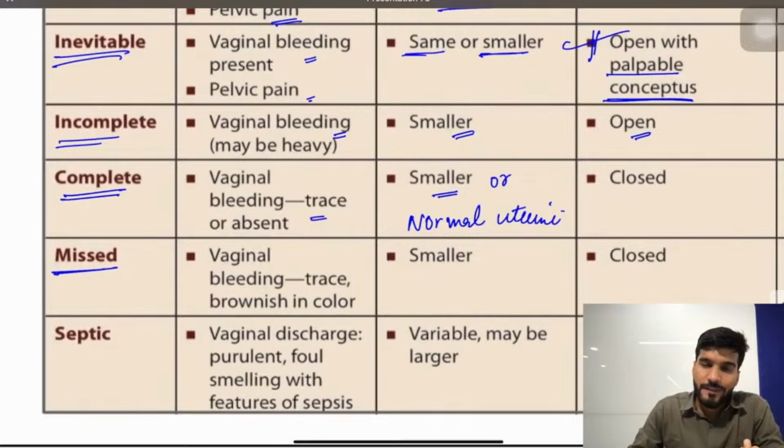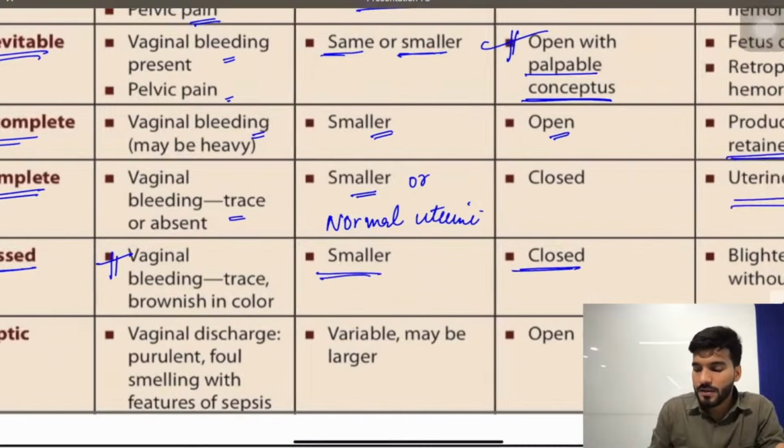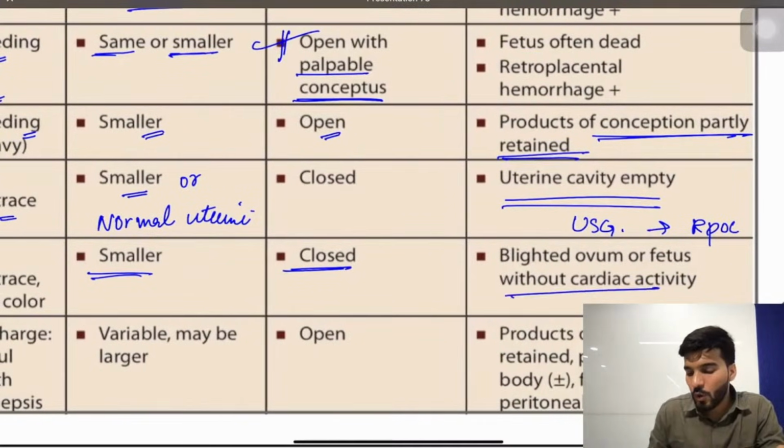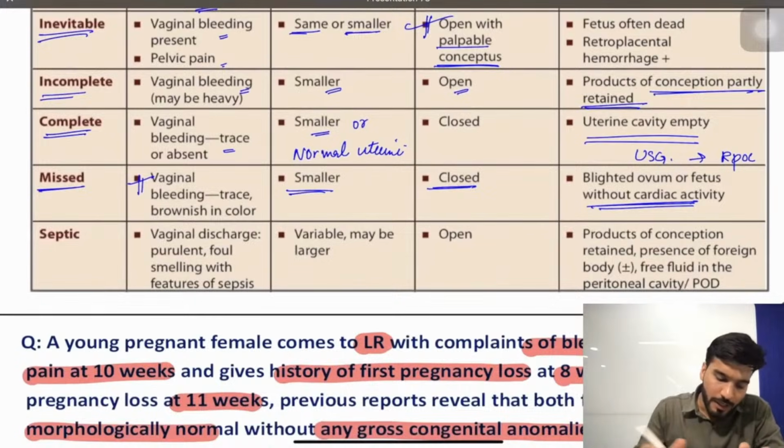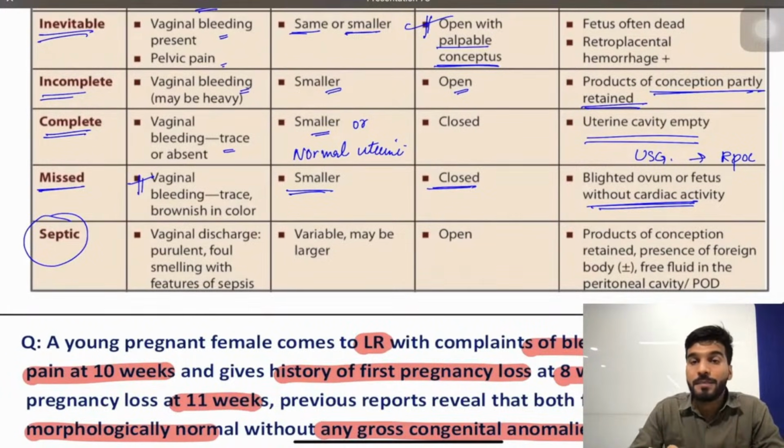Okay, very less. There is no pain. Okay, that's why it's asymptomatic. Uterine size is smaller, the os is closed, it's a blighted ovum or a fetus without cardiac activity. Blighted ovum, why? If the embryo is not present, it is a blighted ovum. If the embryo is present, then it's a case of a missed abortion. Is that clear? Now one more type is related to the infection, that is septic abortion.